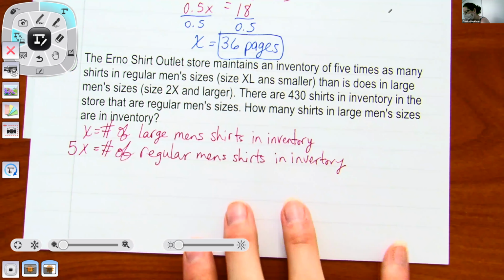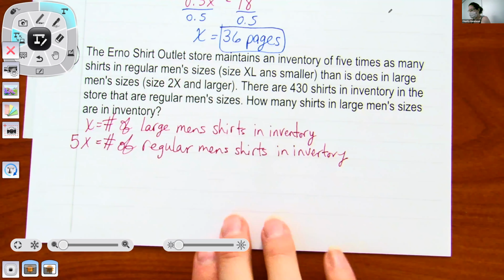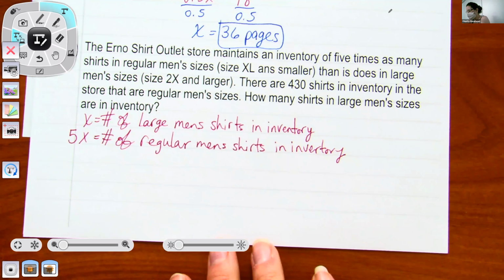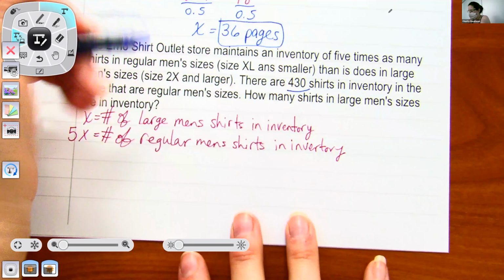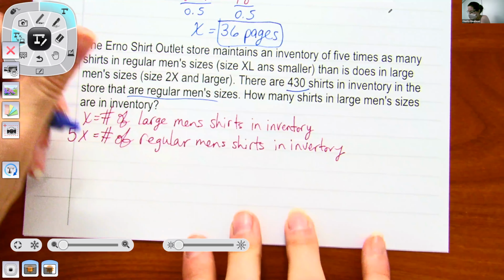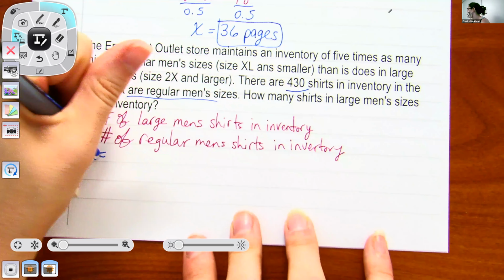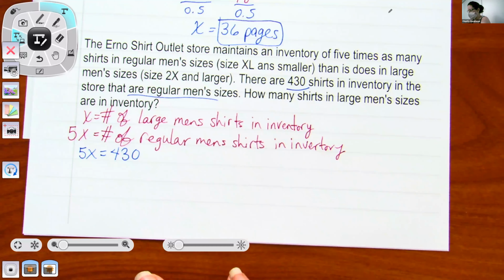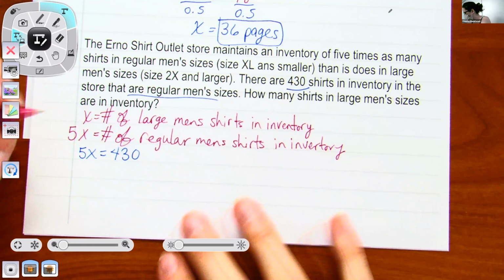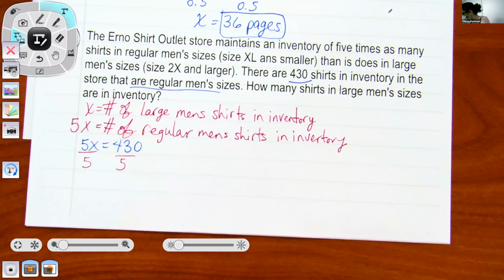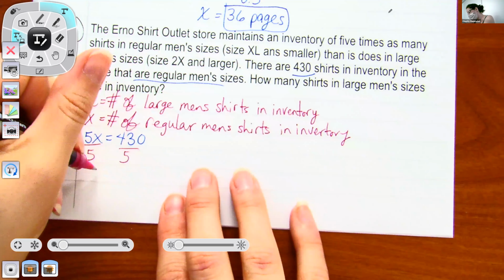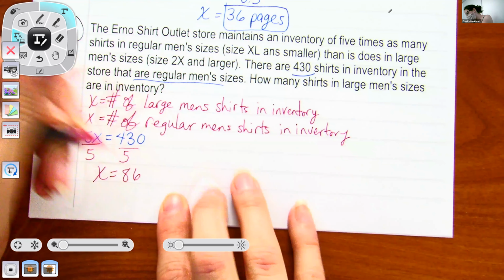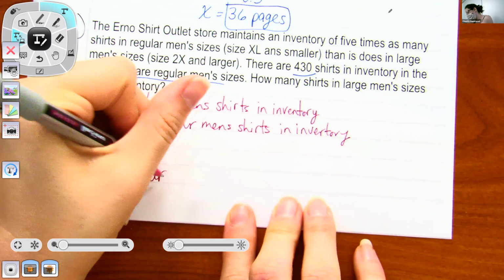All right, and then we also know that it tells us that there are 430 shirts in inventory that are regular. So that means 5x is equal to 430. So that is an equation that we can then solve, and we can just divide both sides by 5. Which is 86. So that's 86 large men's shirts.